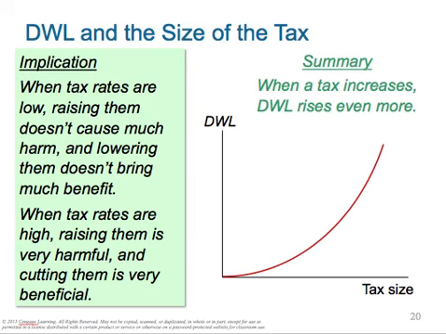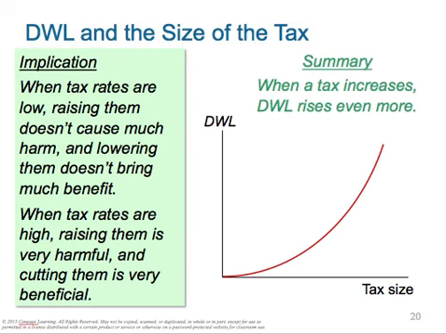The implication here in the green box is not in the textbook, so it's not really supported by the study guide or your test bank that you do your homework out of. But what we're looking at is when tax rates are low, raising them doesn't cause much harm, and lowering them doesn't bring much benefit. It's somewhat marginal. When the tax rates are high, raising them is very harmful. Again, we had that exponential increase in deadweight loss, and cutting them is very beneficial.